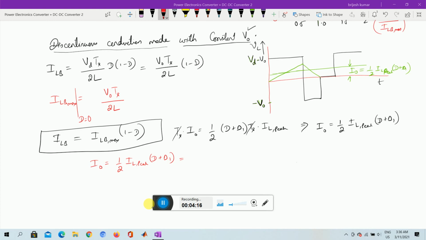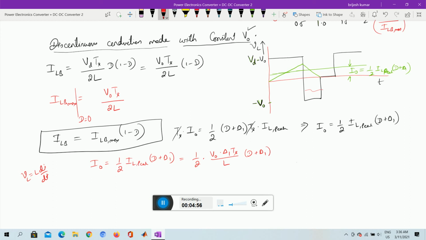So here I just rewrite the entire thing. How do we get this IL peak? We can use the formula VL equals L di by dt. Let us say the change in the current is IL peak, and the voltage is V0, over the time del 1 TS. So we rewrite it like this: IL peak is equal to V0 into del 1 TS divided by L. V0 is the voltage of VL during this time. We can take any of these. So we write the value of IL peak into (D plus del 1).